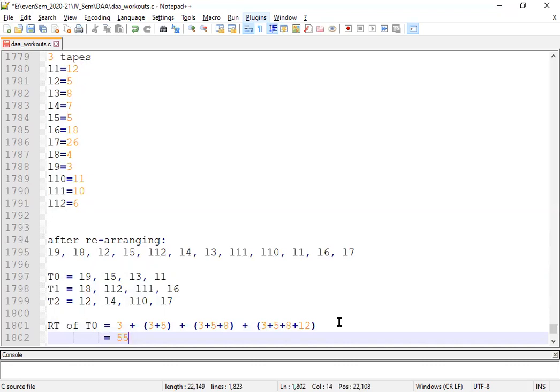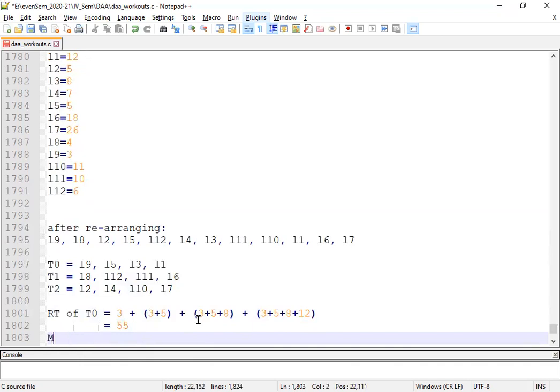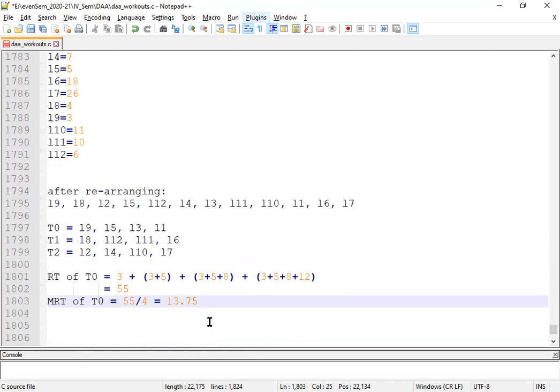Now we will calculate the mean retrieval time. We can go in the other way also, students. We can first calculate the retrieval time, then later we can calculate mean retrieval time also. Any order we can have it. So mean retrieval time of T0 equals 55 divided by the number of programs stored on T0, that is 4 in this case. So we get 13.75. Not approximately, the exact value is 13.75.